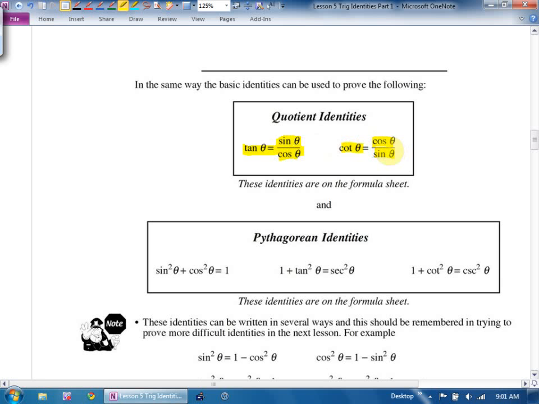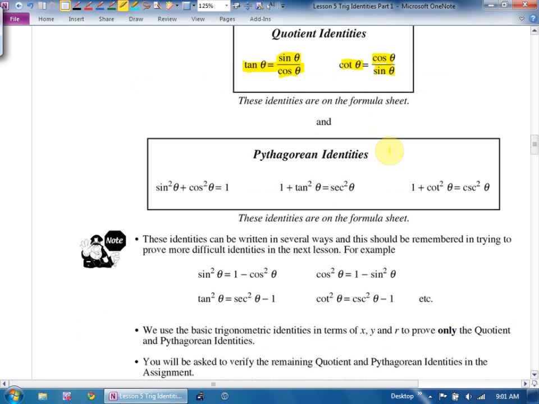They're on your formula sheet. And then we have the Pythagorean identities. The big one, and I'm going to change colors for it, is this one: sine squared plus cos squared equals 1. It's a fairly easy proof to do. We may end up doing it in the homework, I think. That's one that you will memorize, because you'll use it over and over and over. But please understand, this actually contains three equations.